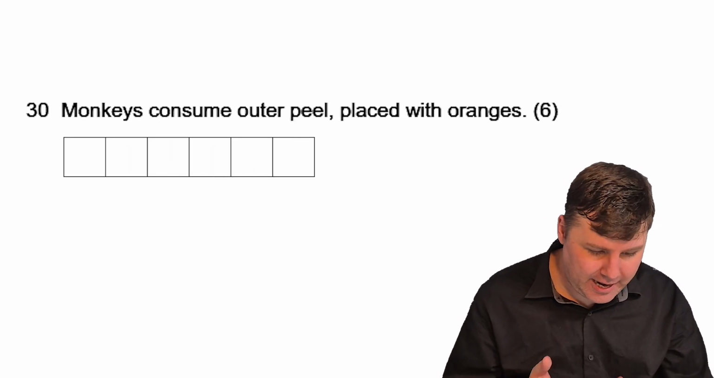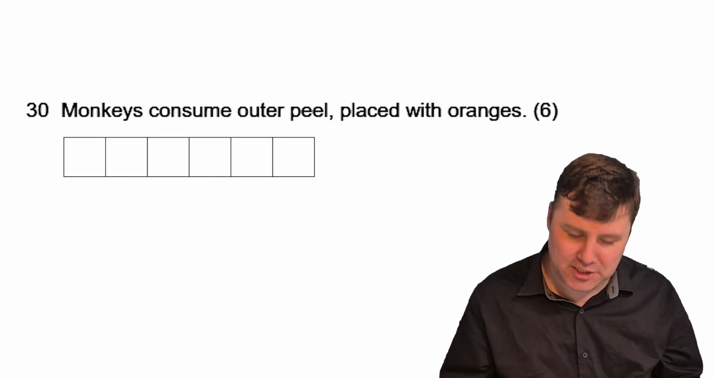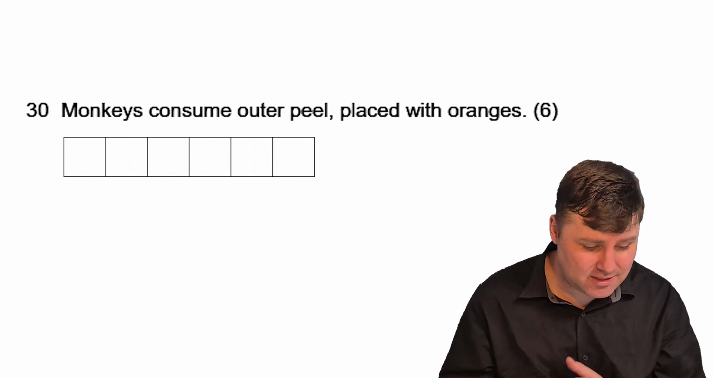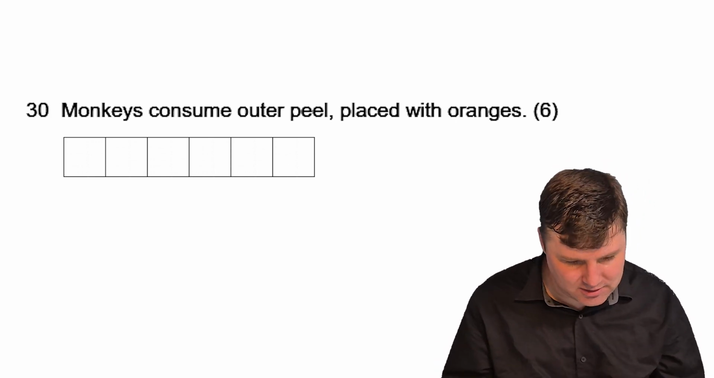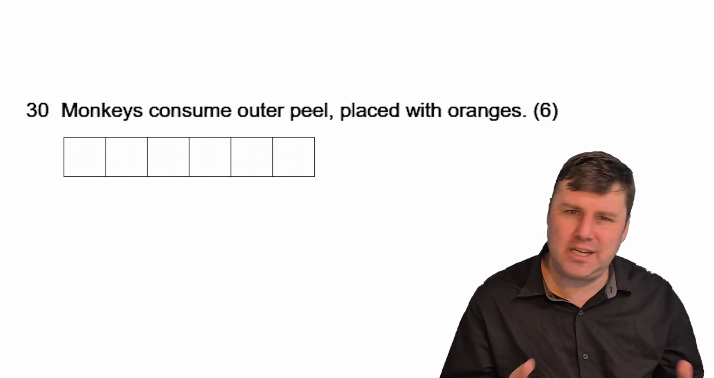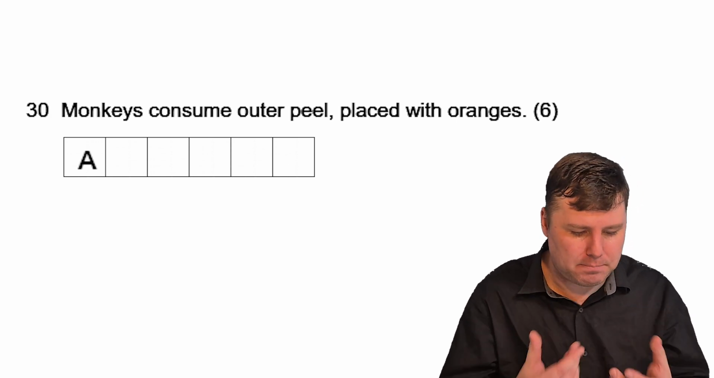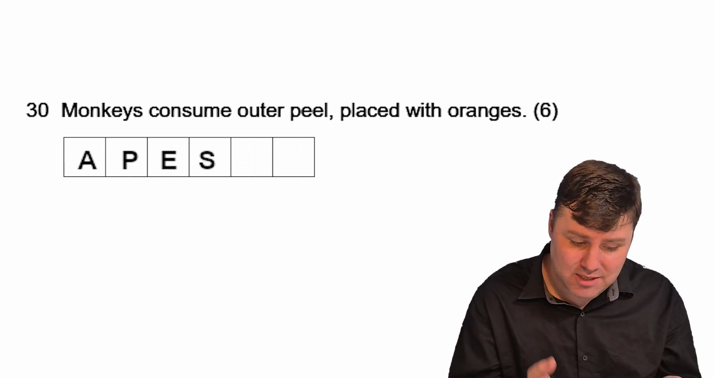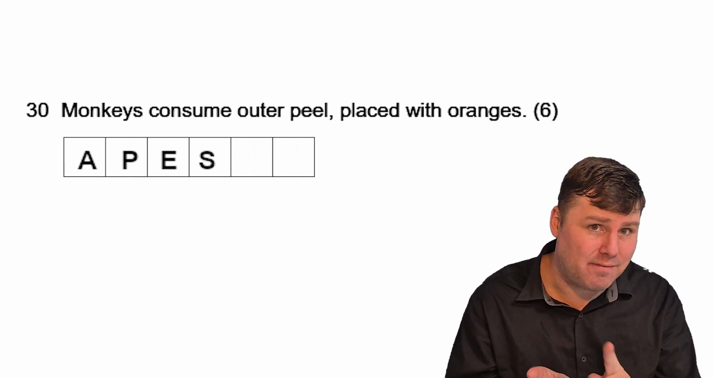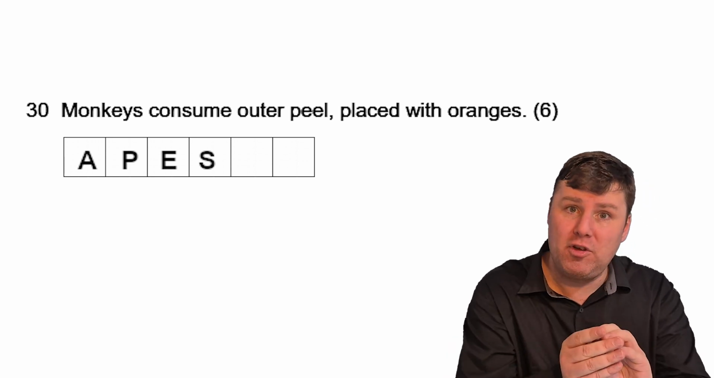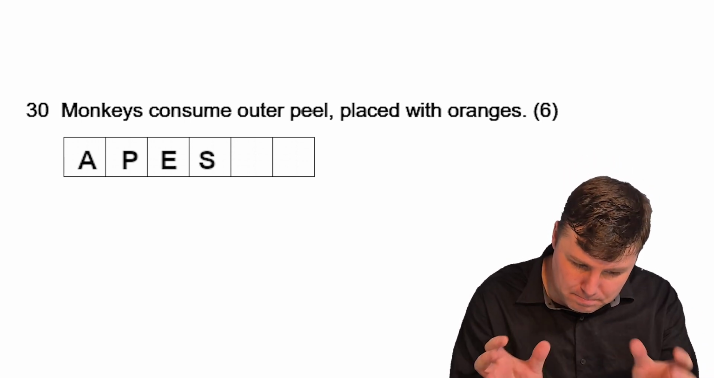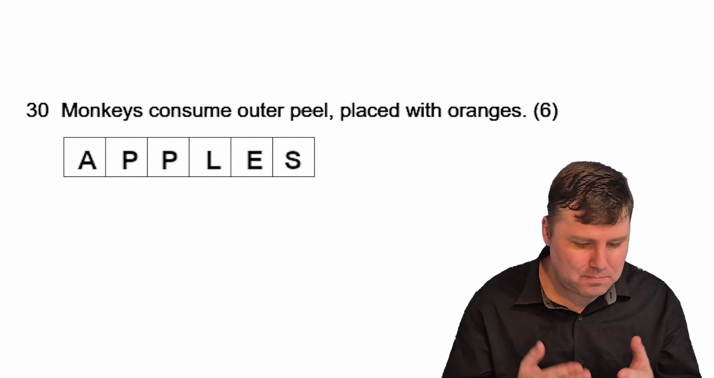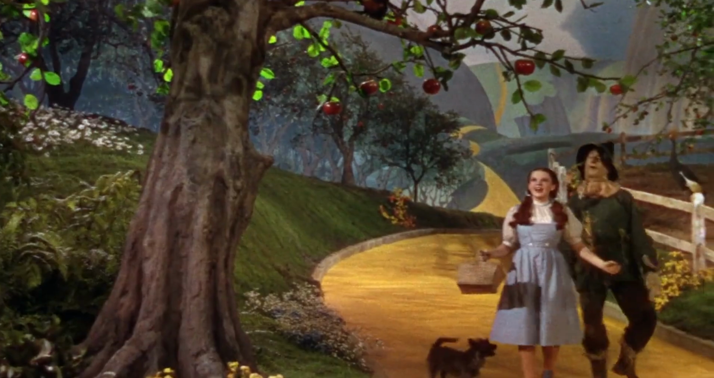Now 30 across. "Monkeys consume outer peel placed with oranges." Already gives us a bit of a hint of a kind of fruity answer. It's got the peel there, it's got oranges. Monkeys, a synonym for monkeys is apes. And the letters of apes are consuming outer peel. So the outer letters of peel are P and L. If you put apes around P and L, you get apples. Apples and oranges, that's the answer for 30 across.